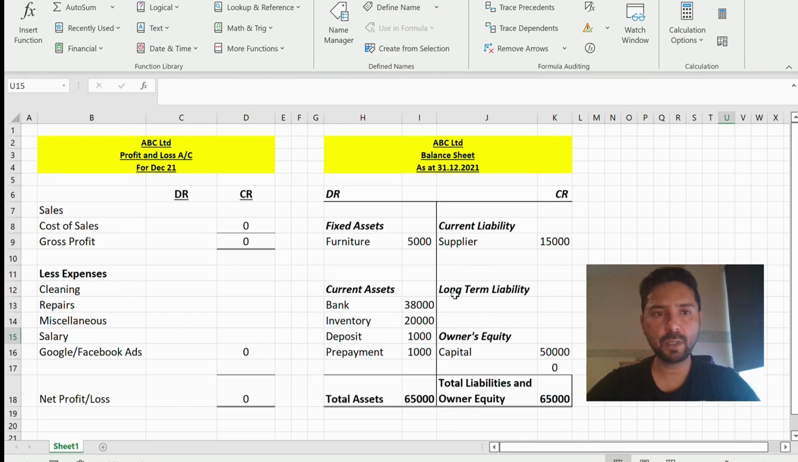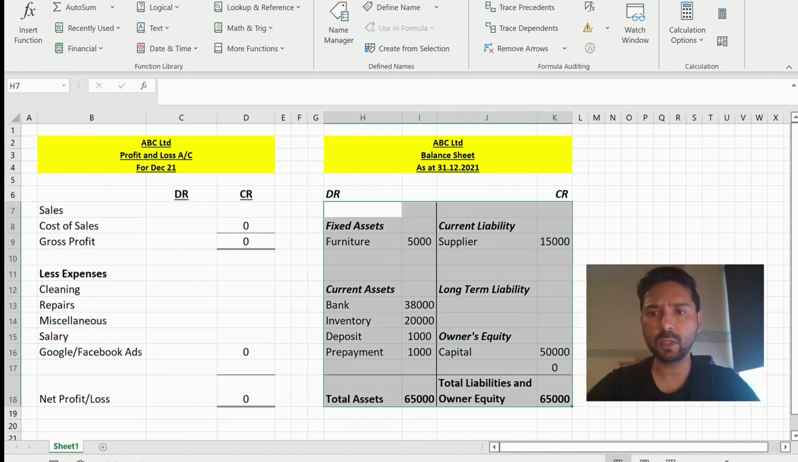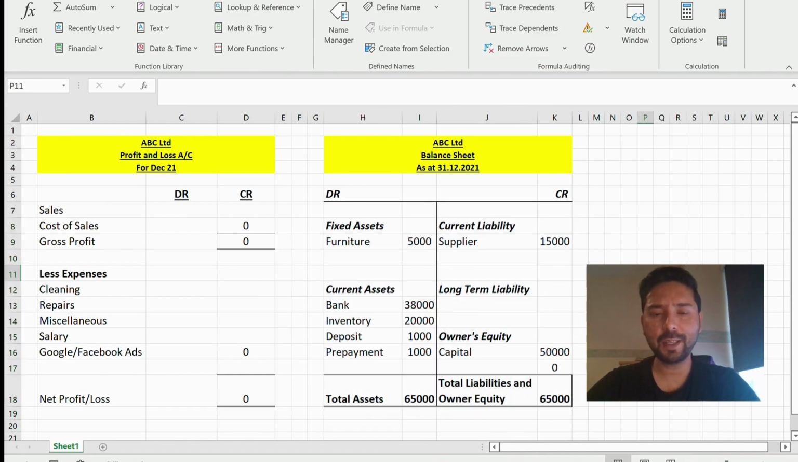This video is a continuation of our previous video about balance sheet. So if you want to know how we managed to get these numbers, I would highly recommend you go back to that video and check it out. Now, in the previous video, I noticed that I did write here long-term liability. However, I did not put any long-term liability here.